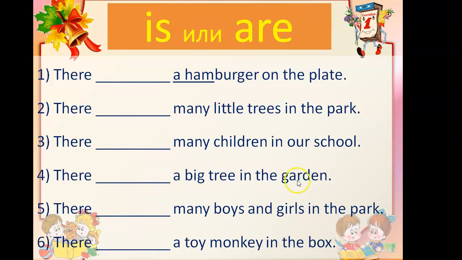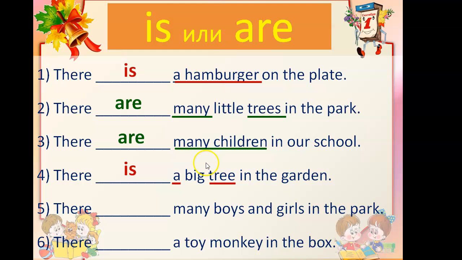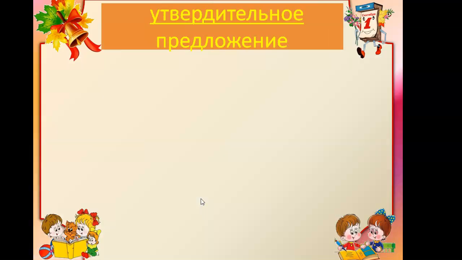There is a big tree in the garden. There are many boys and girls in the park. There is a toy monkey in the box. Let's check. Hamburger, there is. Many trees, are. Many children, are. A big tree, is. Many boys, are. A toy monkey, there is.